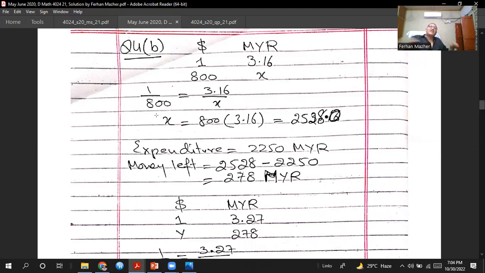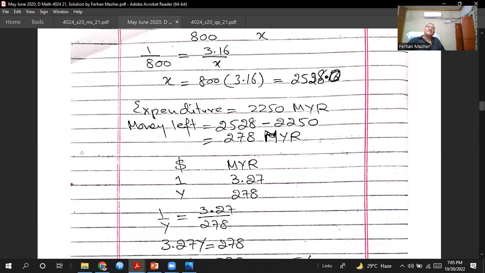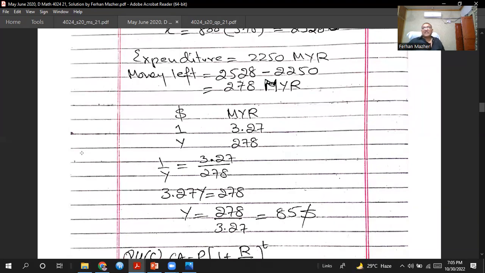Now he will convert them back into dollars, but the exchange rate is a little different. This time, the exchange rate is $1 is 3.27 Malaysian ringgits, so I will use this exchange rate. I will use the method of proportions, dollar and Malaysian ringgit. $1 is 3.27 Malaysian ringgits. He has 278 Malaysian ringgits, so how many dollars will he get? I'm representing that with y. So 1 by y equals 3.27 divided by 278. Cross multiply, so 3.27y equals 278. So y equals 278 divided by 3.27, and that will be $85. So he's left with $85. So this is how you do this part.